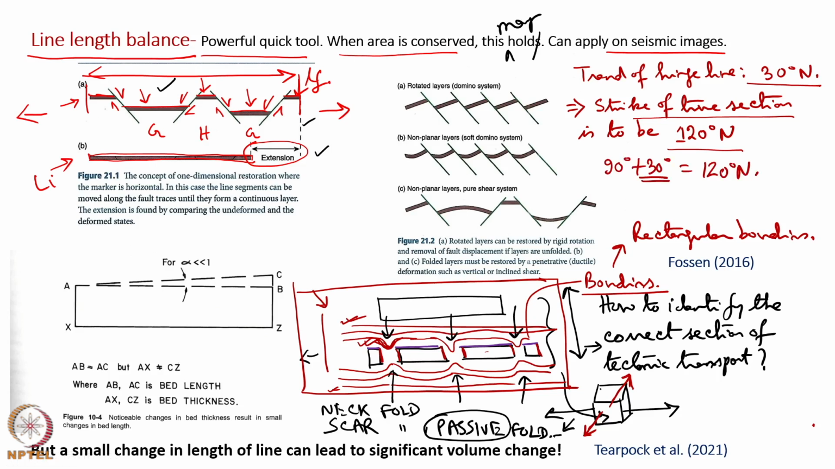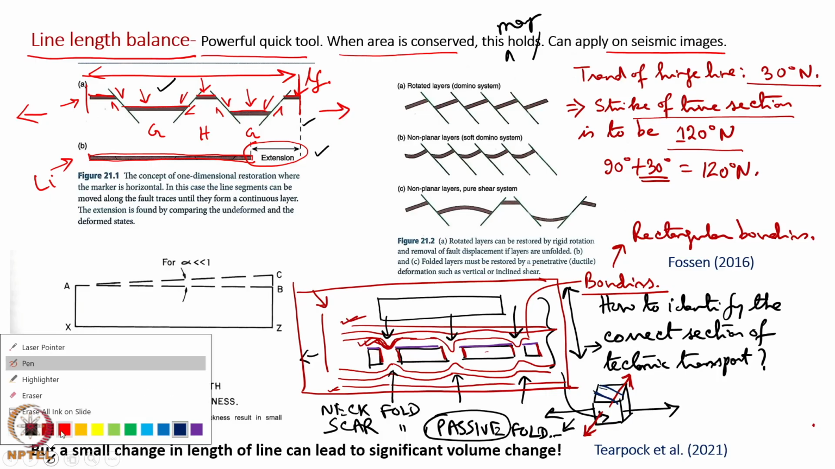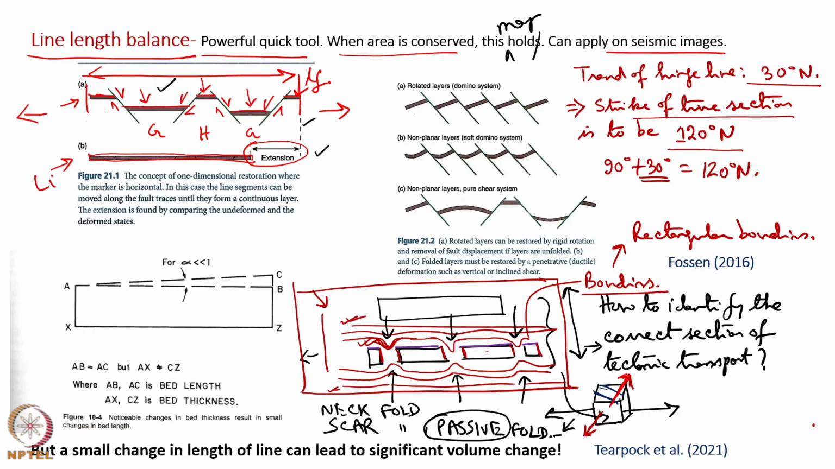Therefore, in this diagram, in this block, say this is the orientation of the hinge lines. Then we have to find the direction perpendicular to these hinge lines, which is the red arrow here. This is the true tectonic direction of transport and also the extension axis. So now we need a section which is parallel to this arrow, which is this particular section to study. This section is to be searched in the field to measure the Li lengths.